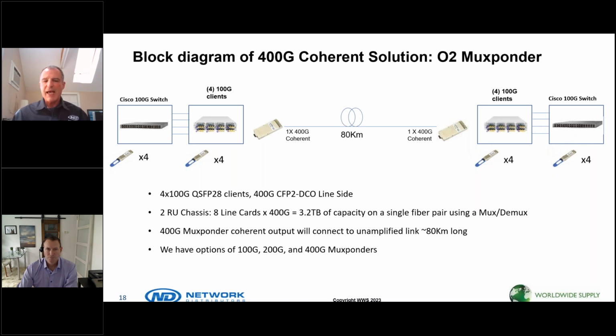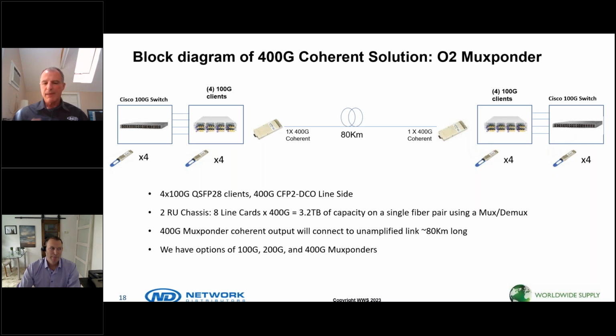This 2U chassis combination allows you to go 3.2 terabits worth of capacity, which is 400 gig times 8 cards at 3.2. So a 400 gig muxponder coherent will connect unamplified, in this case, to a link greater than 80 kilometers. What we do have, though, is a lot of different form factors. We have 100 gig, 200 gig, 400 gig muxponders. I'm sure we'll be offering 800 gig and above when we see the demand for them.